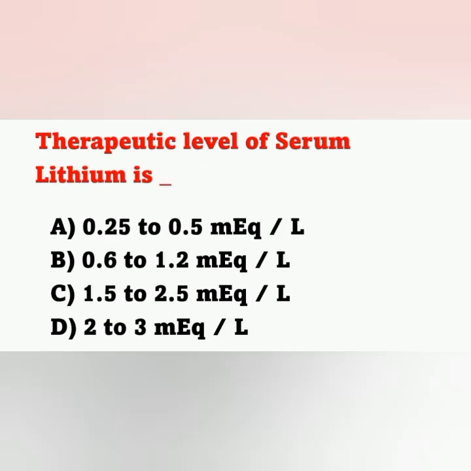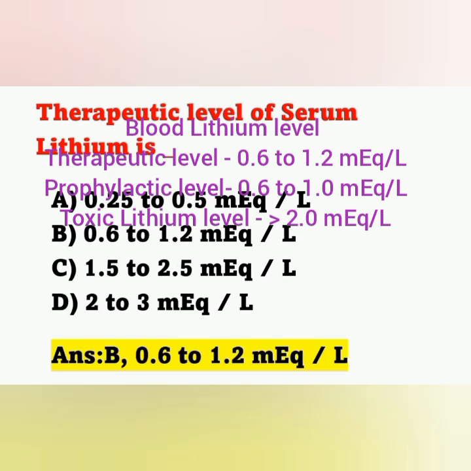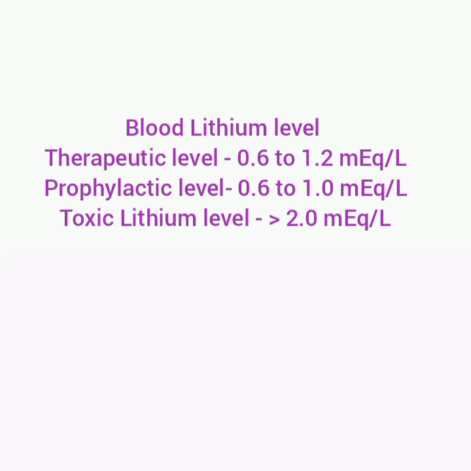And the next question, therapeutic level of serum lithium is. Options: option A 0.25 to 0.5 milliequivalent per liter, option B 0.6 to 1.2 milliequivalent per liter, option C 1.5 to 2.5 milliequivalent per liter, and option D 2 to 3 milliequivalent per liter. Question, therapeutic level of serum or blood lithium level, and the correct answer is 0.6 to 1.2 milliequivalent per liter. Option B. Lithium is a mood stabilizer, used for the treatment of mood disorders.